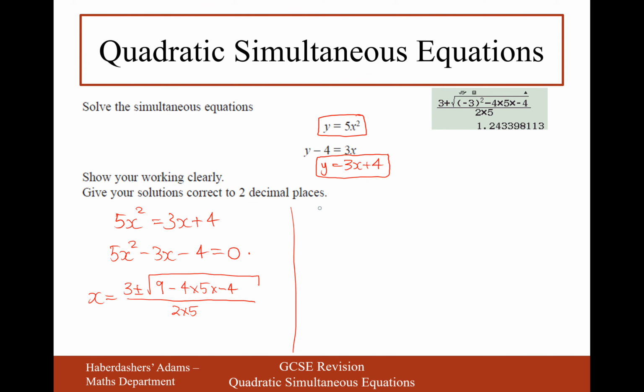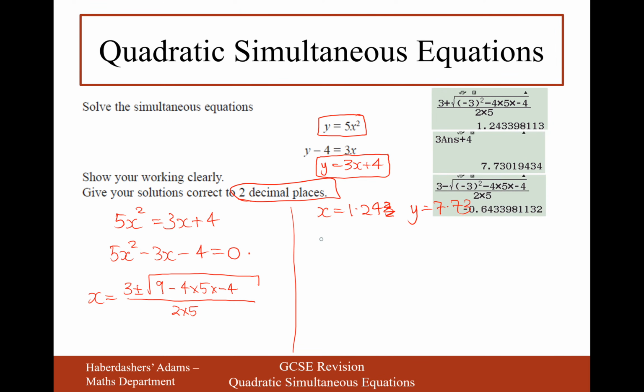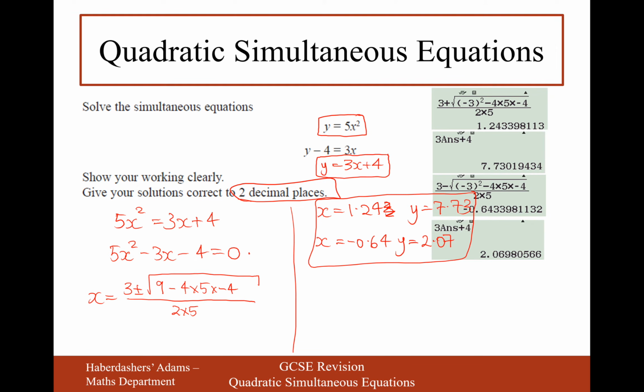So the first solution is going to be x equals 1.243. And then when we work out the y part of this solution, see how I'm doing 3 answer plus 4, that's going to give me the y solution here. So that'll be 7.73, making sure I do my answers to 2 decimal places. And then the next solution is going to be minus 0.64. And then the y solution is going to be y equals 2.07. And that's all there to 2 decimal places, all of those answers.